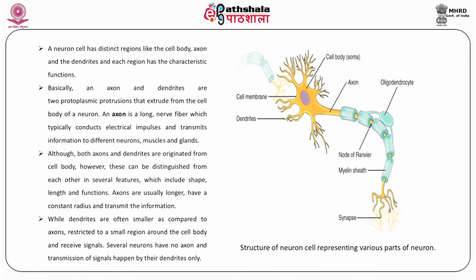In case of axons, they are usually longer, generally have a constant radius, and transmit the information. While in case of dendrites, they are often smaller and tapered as compared to axons. They are restricted to small regions around the cell body and receive signals. Several neurons have no axon, and for that matter, the transmission of signals happens by their dendrites only.